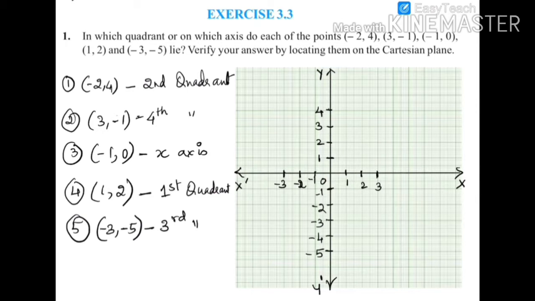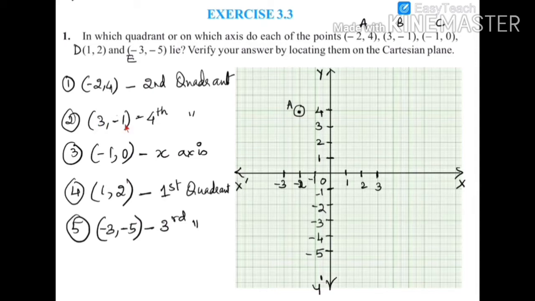To plot the first point, you will move from the origin -2 units along the negative x-axis, and from there you will move 4 units along the positive y-axis. So this point will be A. Let's mark these points as A, B, C, D and E.